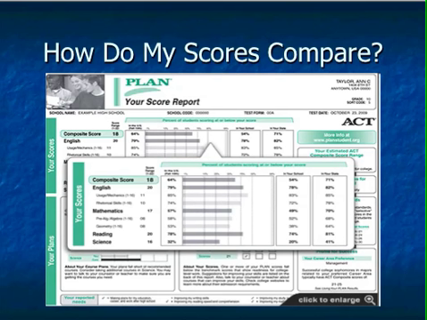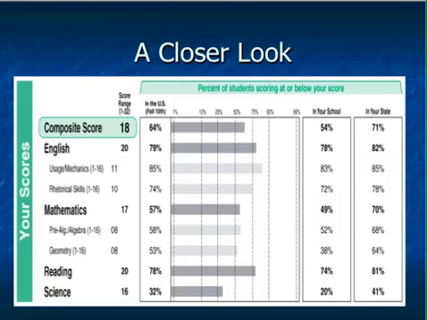Immediately to the right of the section entitled Your Scores is a series of bar graphs and columns under the heading Percent of Students Scoring at or Below Your Score. Please take a look at this section now. You will find immediately to the right of your composite and subject area scores a column entitled In the U.S. This particular column has a series of percentages that identify your performance in this assessment relative to all other students across the United States who took the same assessment at your grade level.